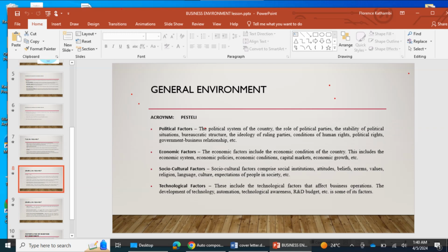Again, remember, this environment is uncontrollable, and what the manager needs to do is to monitor it so that once it presents opportunities, he or she can go for them. Once it presents threats, you cannot control them, but you need to mitigate or have your plan B because you are in business to stay. That is why we say that a business is an ongoing concern.